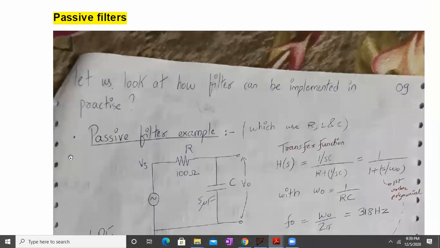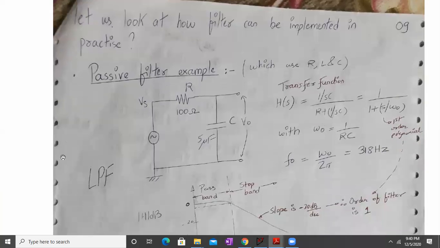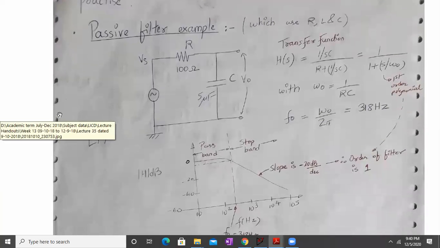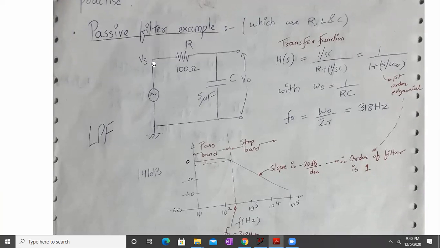We will be discussing a few passive filters before moving on to active filters quickly. This will be a quick revision. Let us look at how the filters can be implemented in practice. Let's say we want to build an RC passive filter. Let's say this RC combination over here. We are applying an AC supply. We have an R value of 100 ohms and a C value of 5 microfarad.